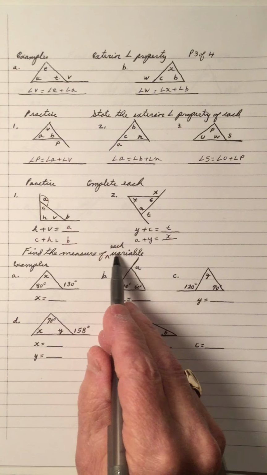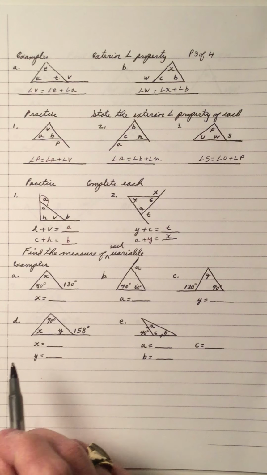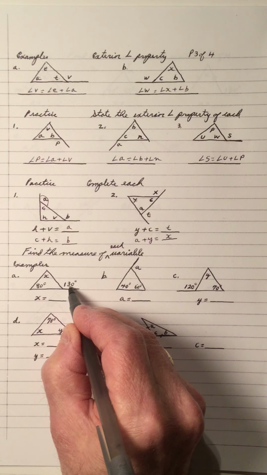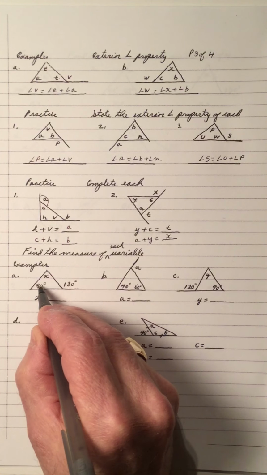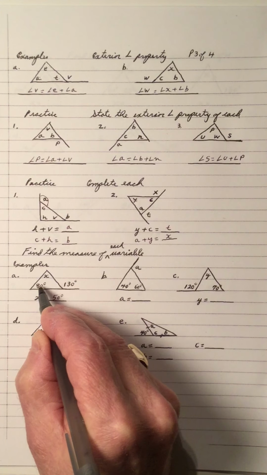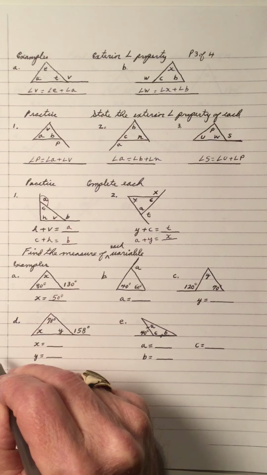Find the measure of each variable. So this is the exterior angle that's equal to the sum of these two. So if you take 80 away from 130, you get X to be 50, because 80 and 50 is 130.